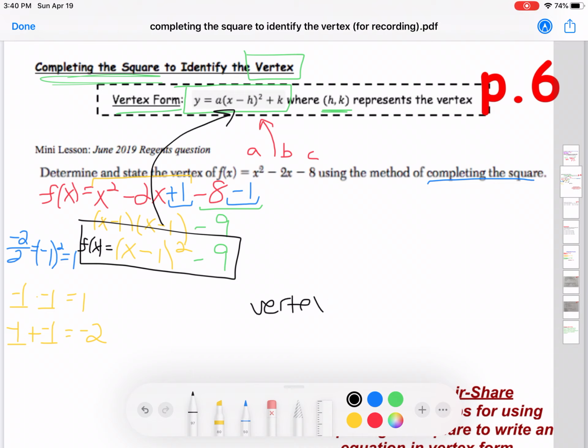So if we remember from our last lesson about the vertex, our vertex is our (h, k). In this case, the h is that 1, but we know we always take the opposite. Inside the parentheses, it's written as -1. So I know my x value of the vertex will be +1. And then my k on the end represents the y value of my vertex, which is -9. So we've used completing the square to rewrite this in vertex form to then identify the vertex.